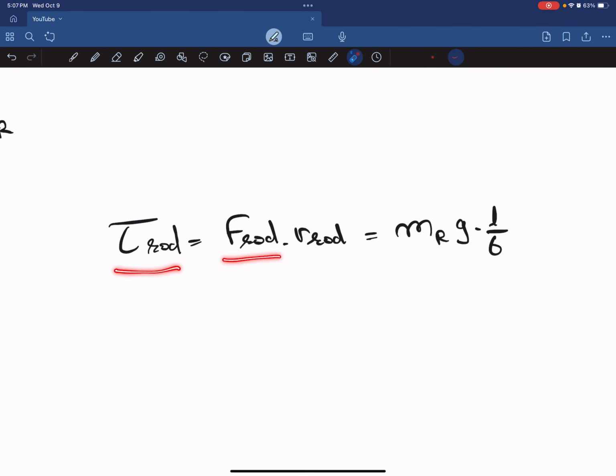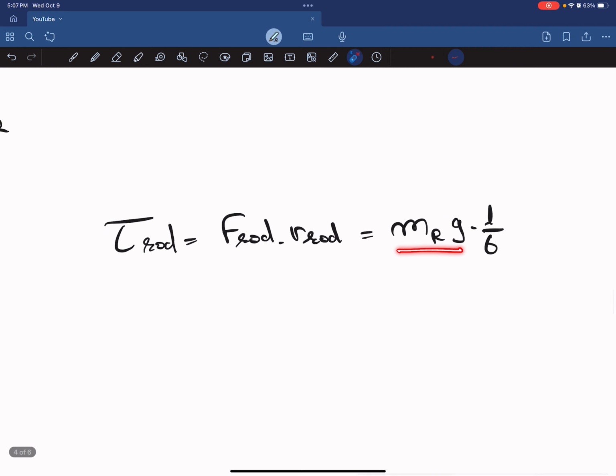Tau rod is equal to F rod times R rod. F rod is Mr g and R rod is L/6. Mr is the mass of the rod, g is gravity, and this is the distance between the center of mass and the pivot.